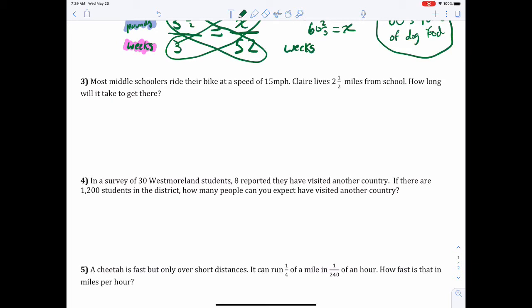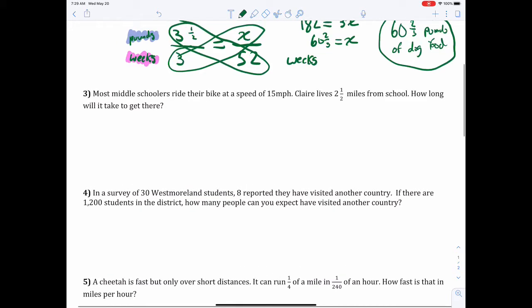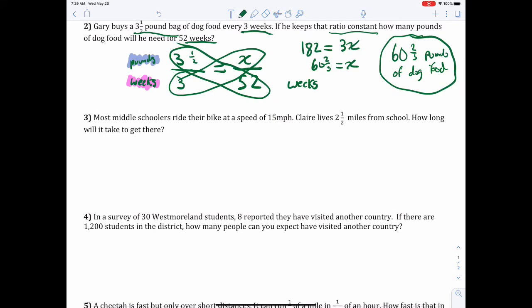15 miles per hour. What that really means is, she can travel 15 miles in 1 hour, but she doesn't have to go 15 miles, so she's not going to need to travel for 1 hour. It's going to be much less. But let's still tackle this with a proportion here.